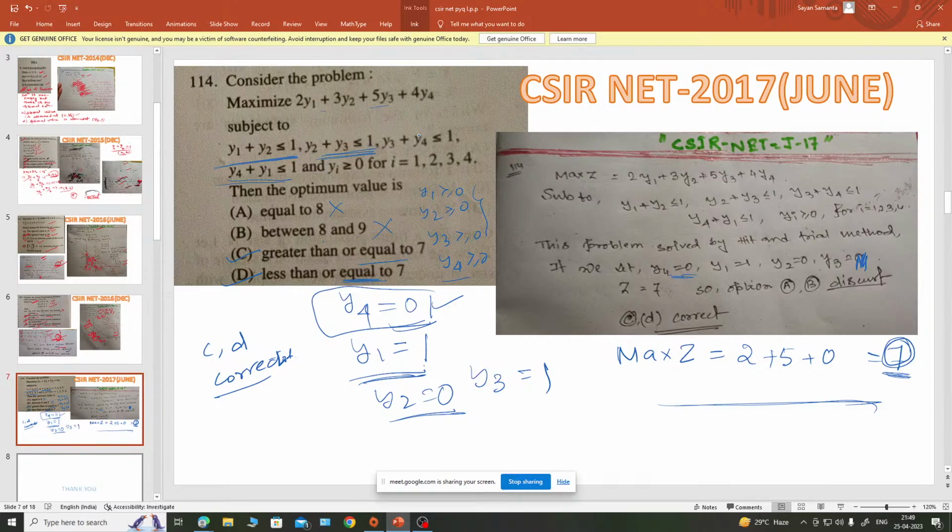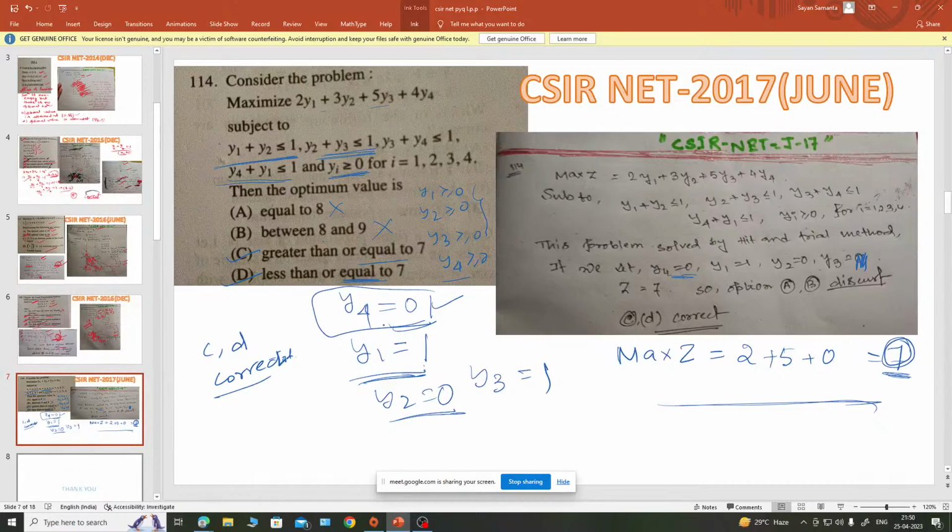What is the hidden tile method? It means that yi is greater than or equal to 0, so we can put possible values and see what the maximum possible value is. Is it clear? So y1, y2, y3, y4 may be 0, may be 1, may be half, maybe. Here yi is greater than or equal to 0.